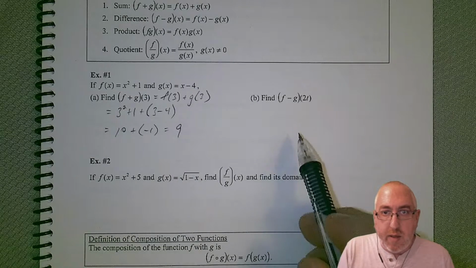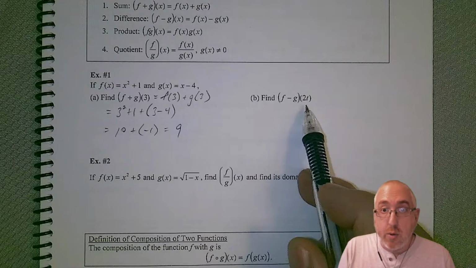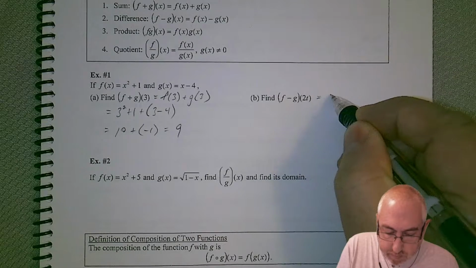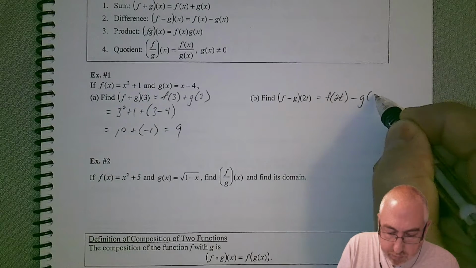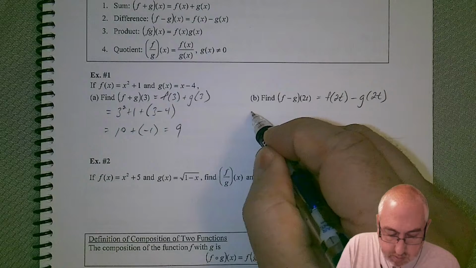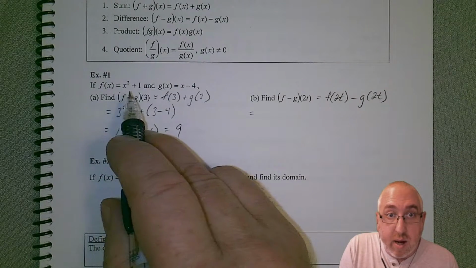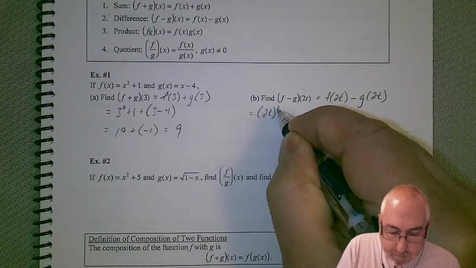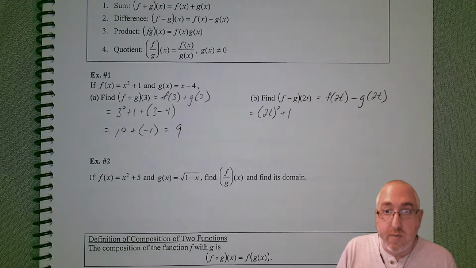All right, let's try the next one. So now we have our subtraction, our difference function. And so now we want to plug in 2t. So again, let's start off with the definition. So f of 2t minus g of 2t. And now we can substitute. So 2t is replacing x in our function. So let's use parentheses around that, and add our 1. So there's f of 2t.